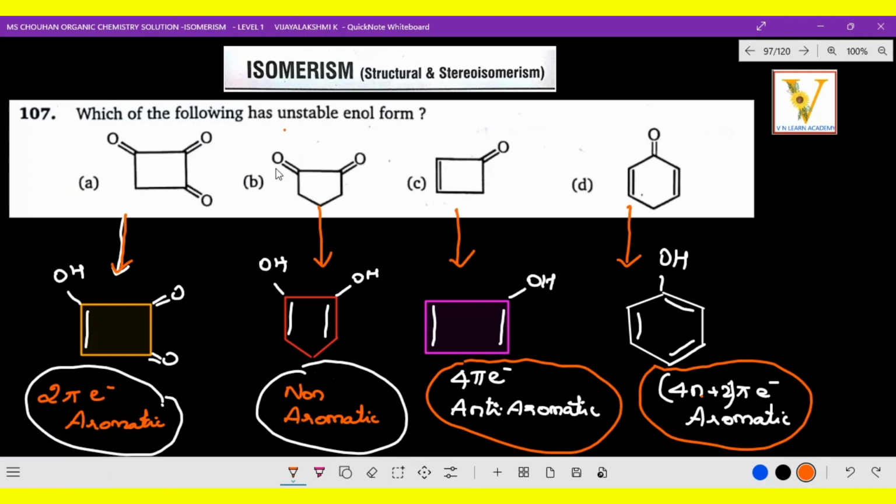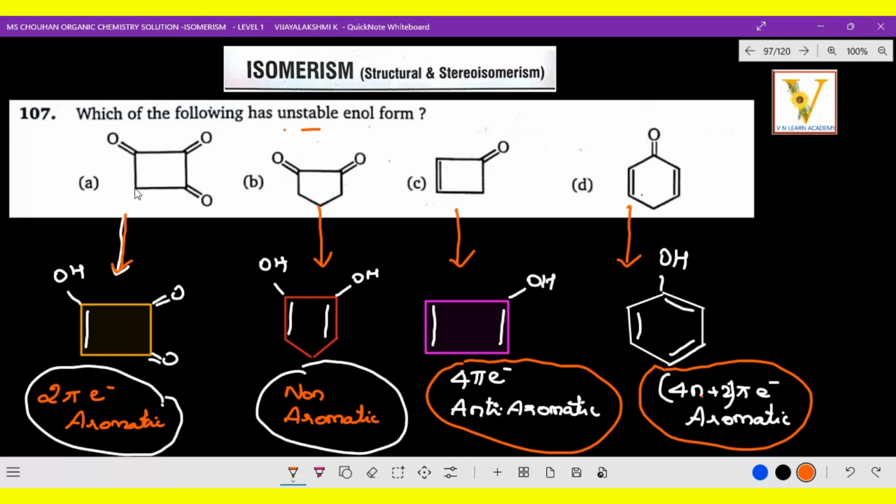Question: which of the following has unstable enol form? Now you see the types of question. In the previous questions, we saw which is more stable, keto form or enol form. In the second question, which keto form gives maximum enol content in solution. Now the third one, which has unstable enol form. The same concept but a different type of question. Now, options A, B, C, D.